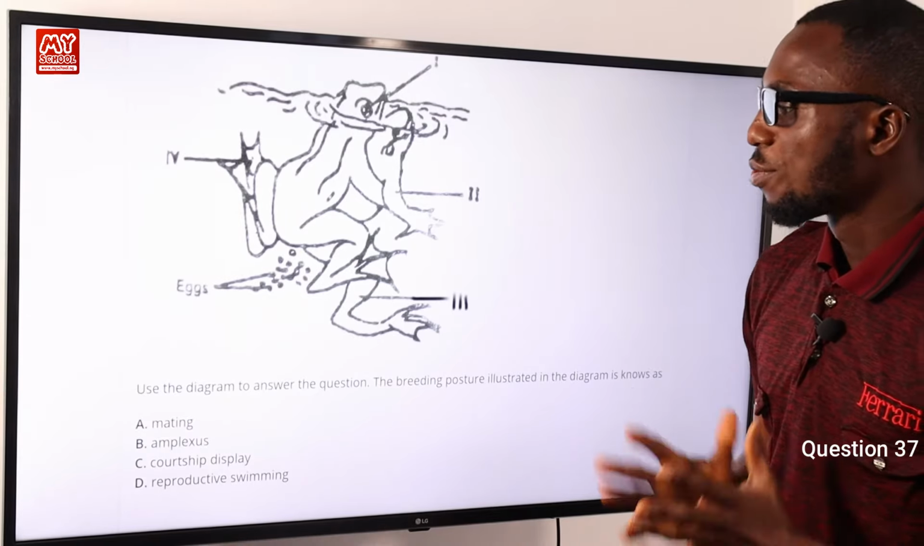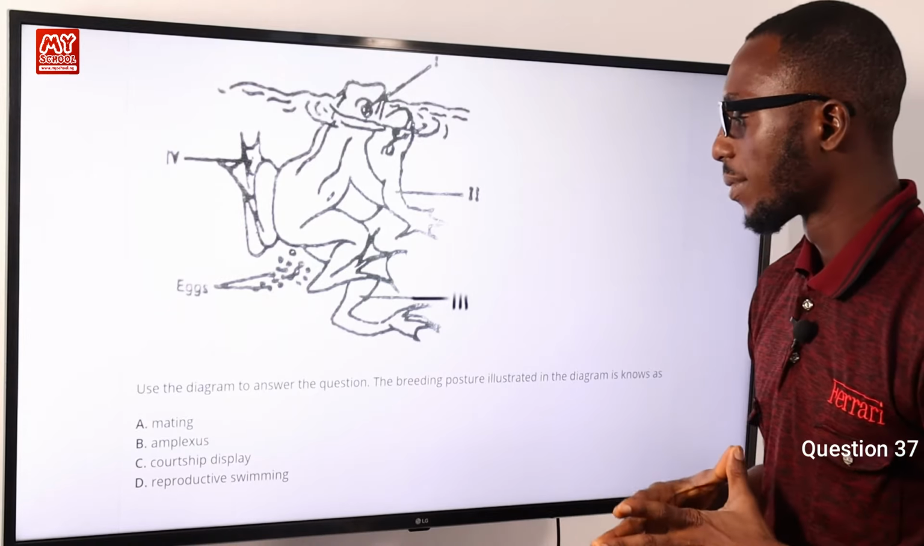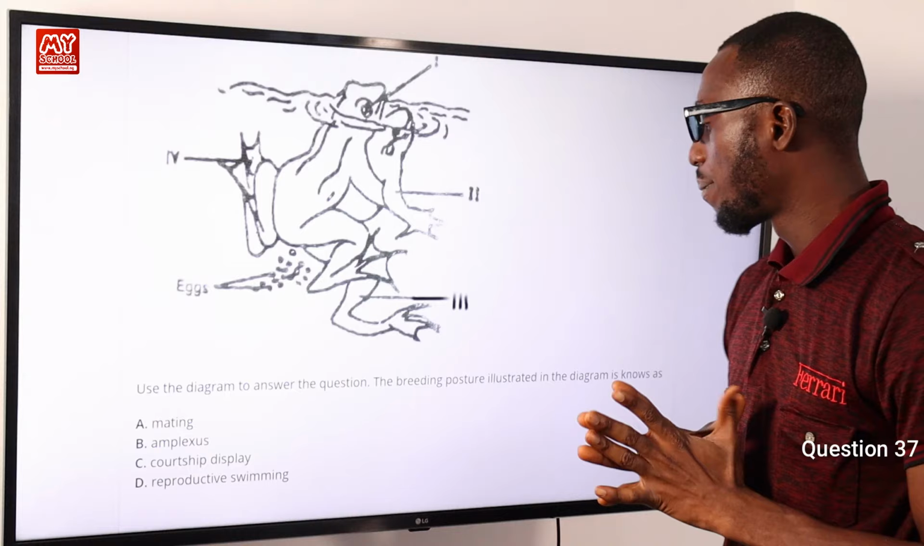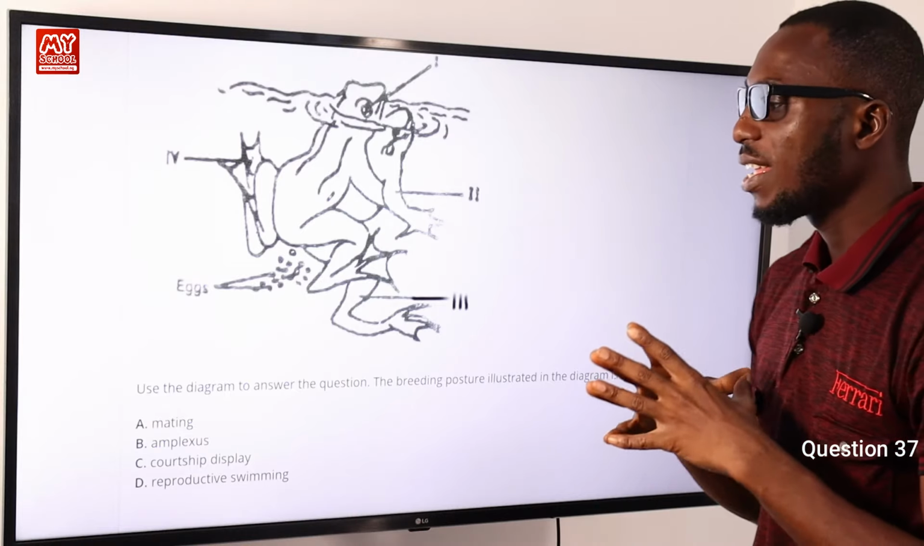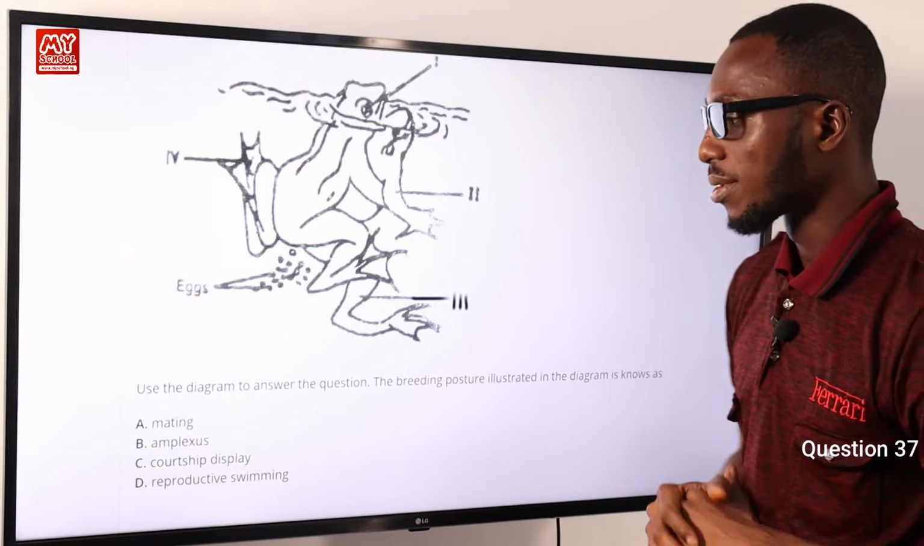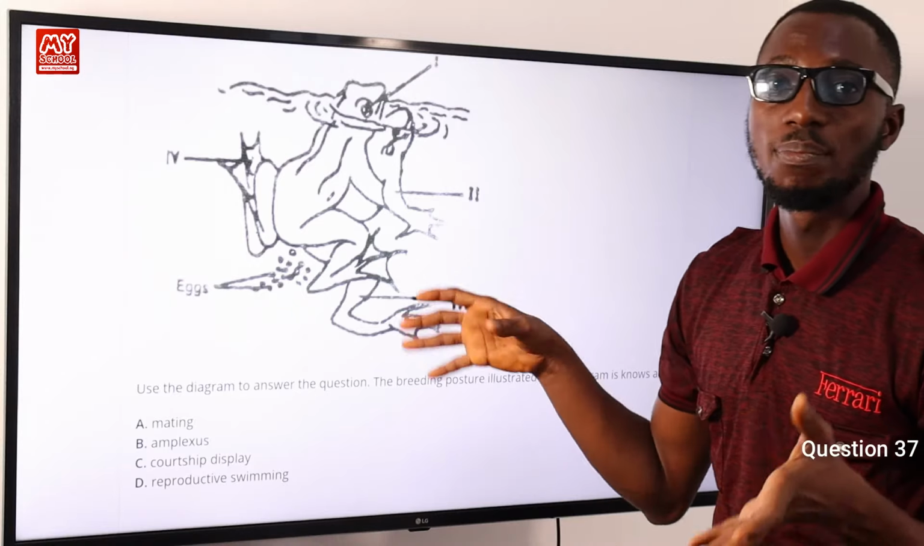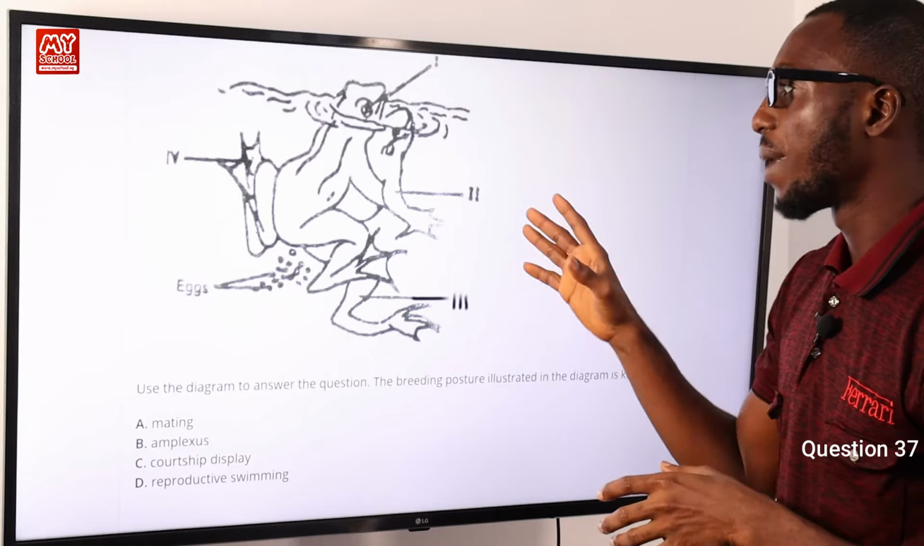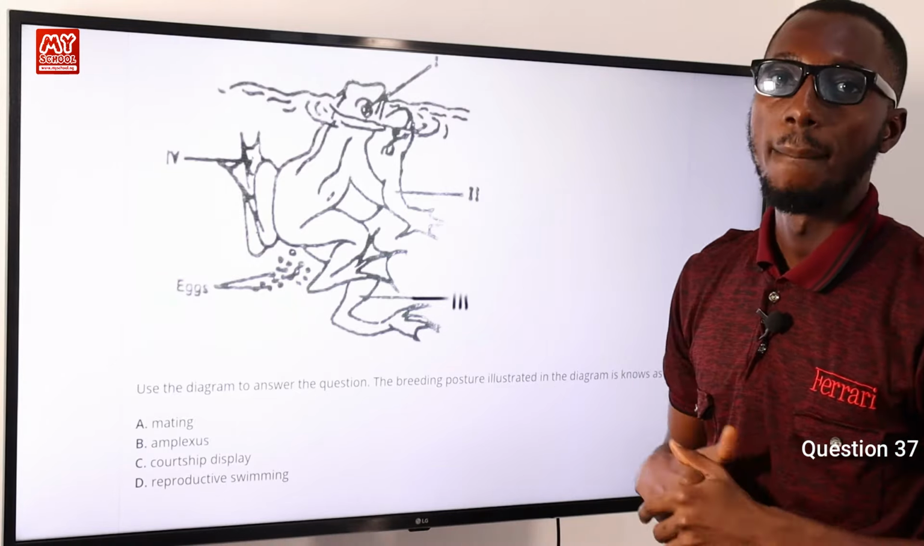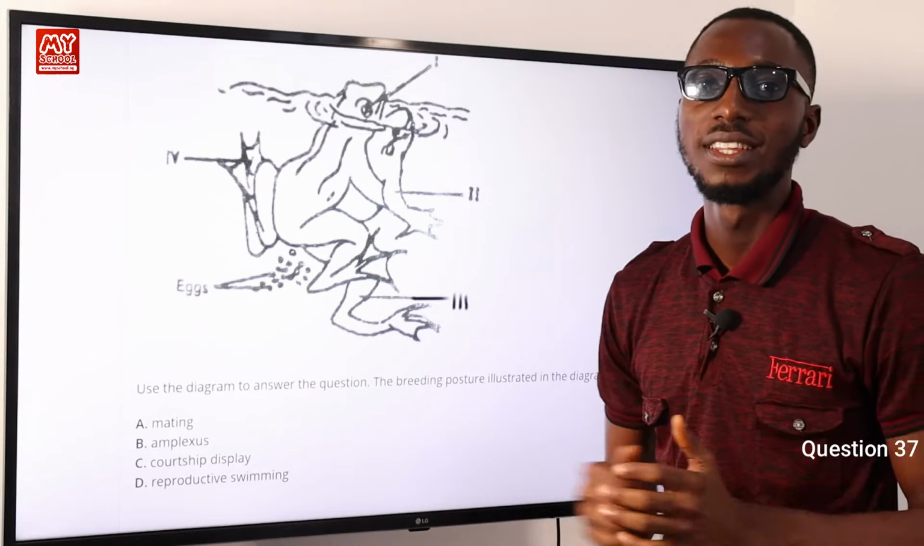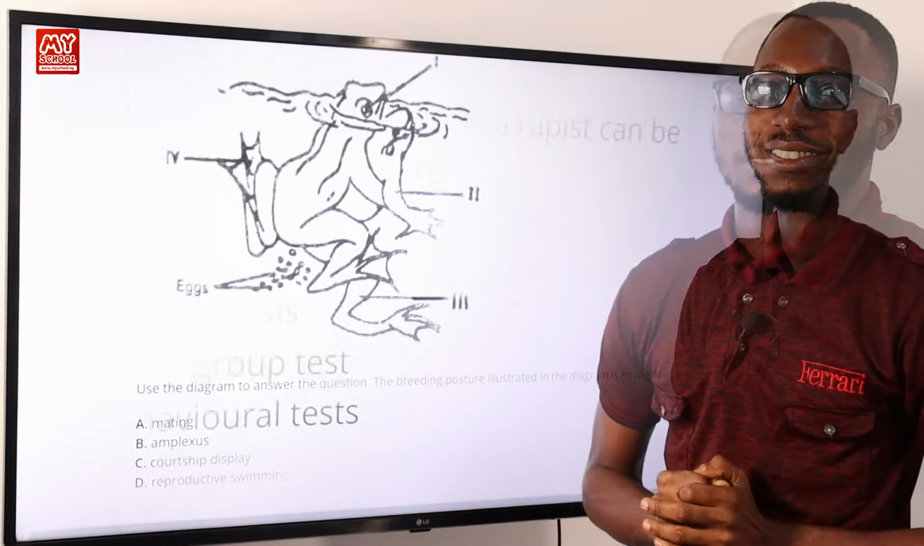37. Use the diagram to answer the question. The breeding posture illustrated in the diagram is known as amplexus. That is the mating position of toads and frogs, whereby the male clasps to the back of the female. So that is the correct option to this question. Option B is very correct.